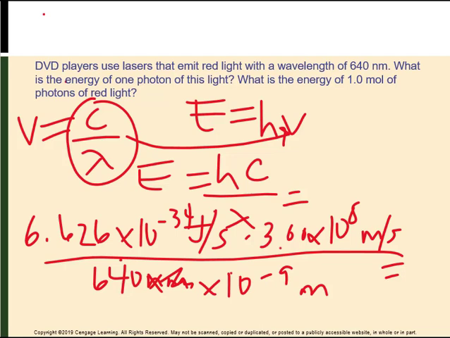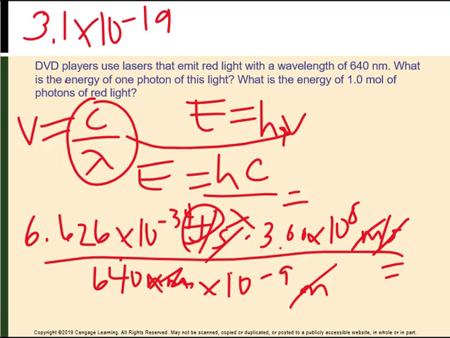Hopefully you got the same. I'm going to write it up here: 3.1 times 10 to the negative 19. And let's see what our units are. We've got meters and meters canceling, seconds and seconds canceling, and this should be joules per one photon. All right, so that's the energy for one photon.